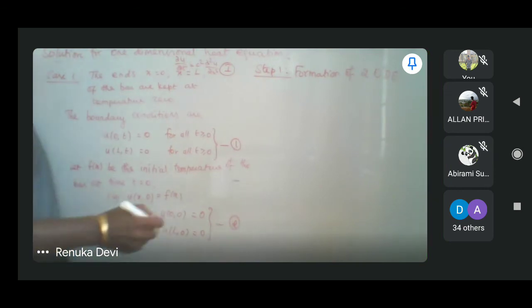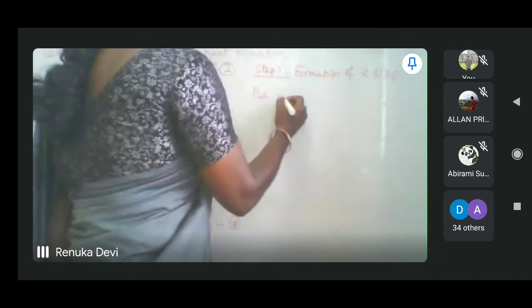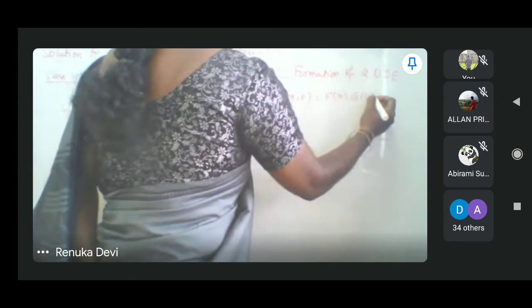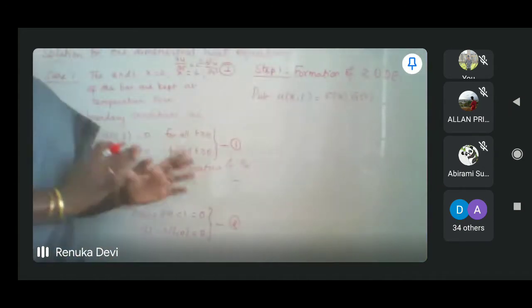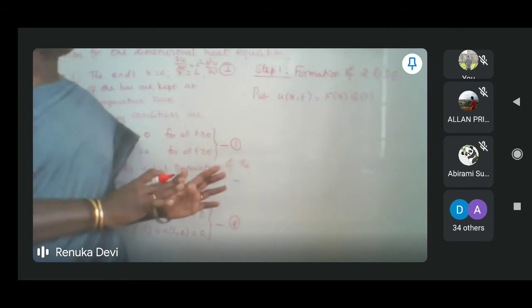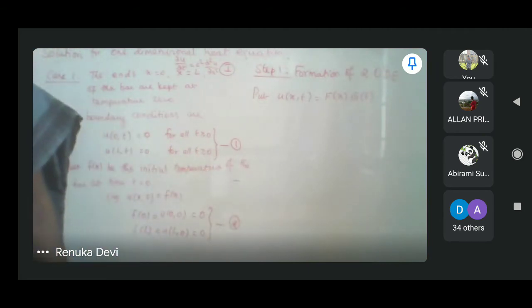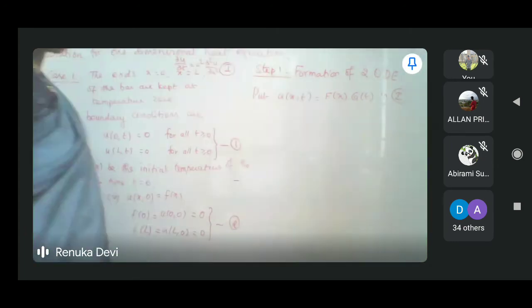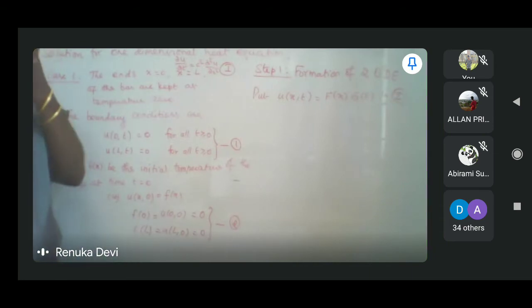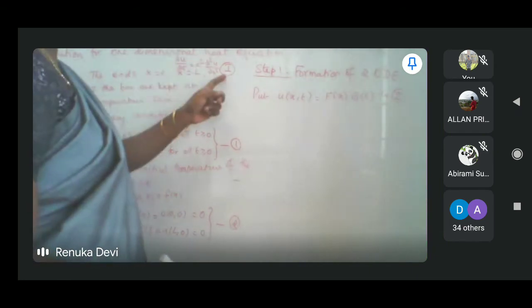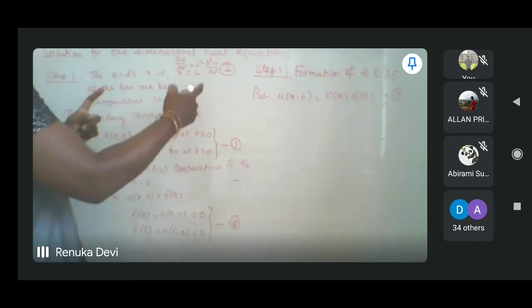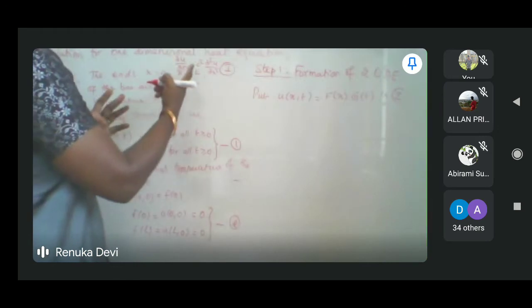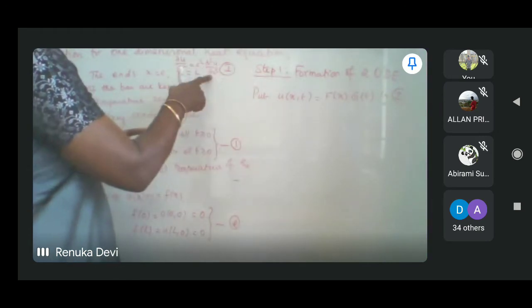So put u of x comma t equal to f of x into g of t. That is, f is a function of x alone, the displacement, and g is a function of the time. Okay. In the heat equation, Roman letter 1, what will the equation become if you substitute u equal to f into g? We need dou u by dou t and dou square u by dou x square, then only we can substitute in equation 1.